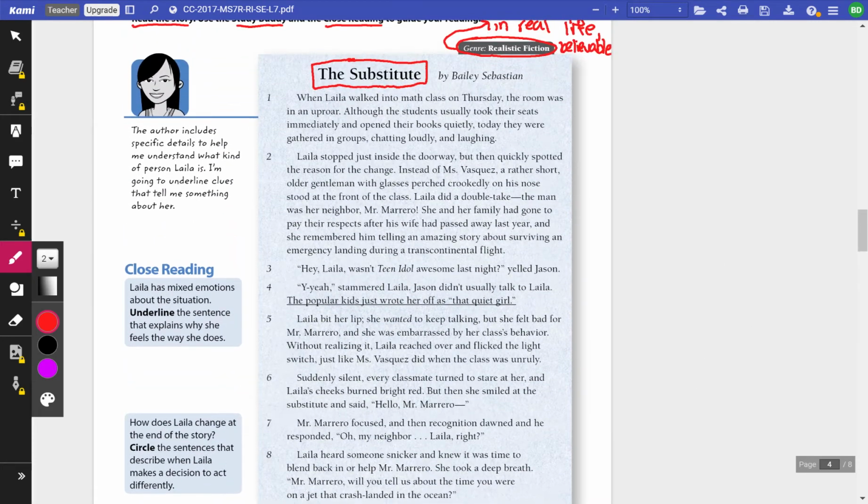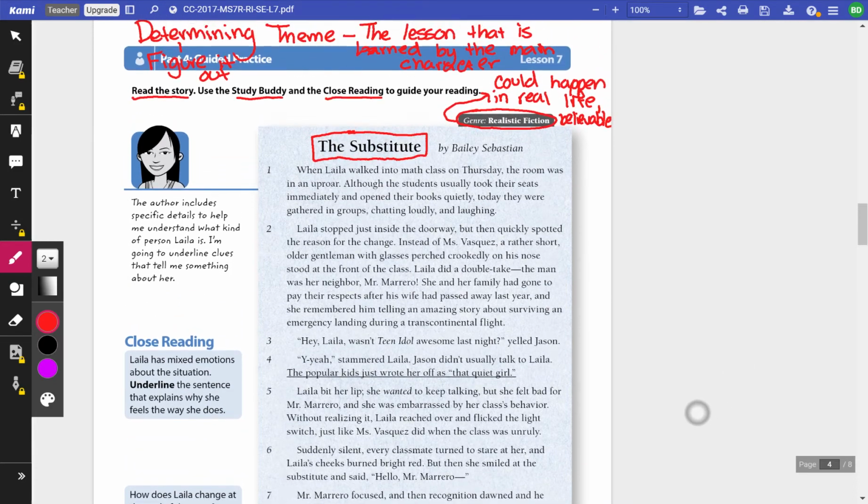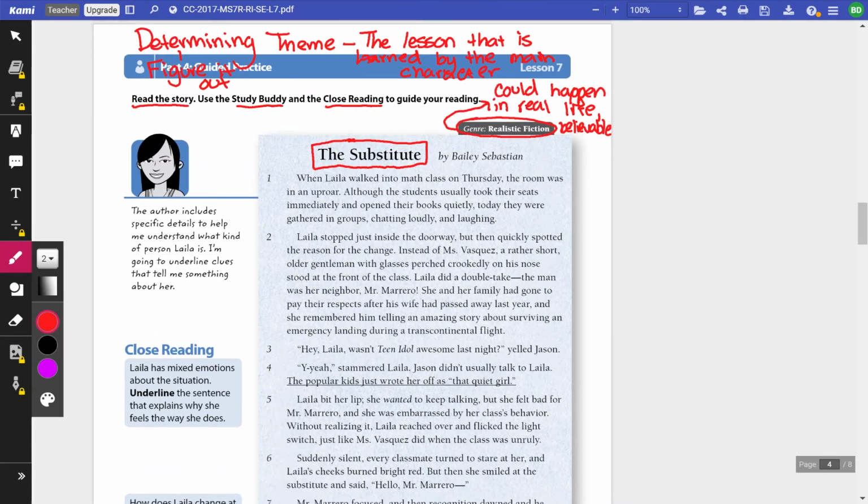Okay, so now that we have read it together, we're ready to look at the study buddy. So I'm going to draw a box around our study buddy and draw an arrow from the study buddy part of the directions to the box I drew around the study buddy itself.